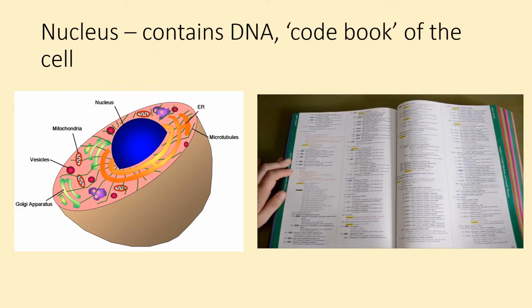Here's the nucleus. It contains your DNA, so all of your genetic information, all of the genes which go to make up you. I like to think of this as the code book of the cell because it stores information. Sometimes you'll hear it referred to as the brain of the cell because your brain also stores information. However, I don't like that description because your brain also has lots of other functions. It receives and sends signals all around your body to control your movement and control what your organs are doing.